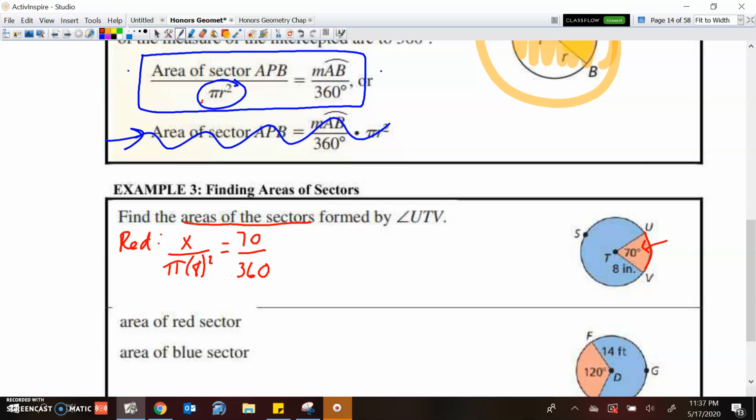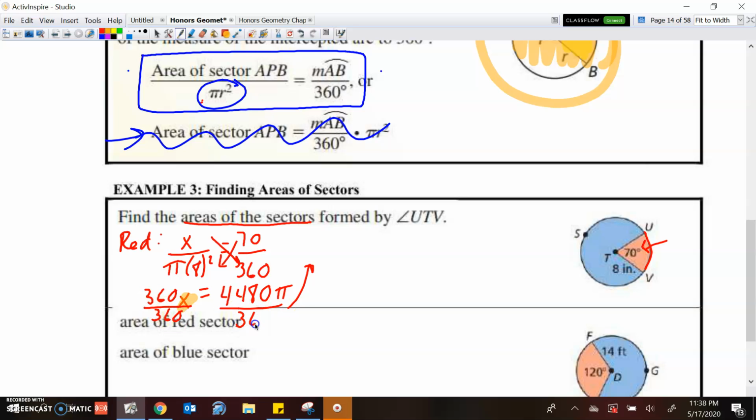So I can cross multiply here. I'm going to get 360x is going to equal 70 times 64 pi. But I'm going to leave that pi out. So 70 times 64 gives me 4,480 pi. The reason I'm leaving it in terms of pi is because I'm trying to solve for this x value here. The sooner I round pi, the more off my final answer is going to be. So I want to keep it as exact as possible.